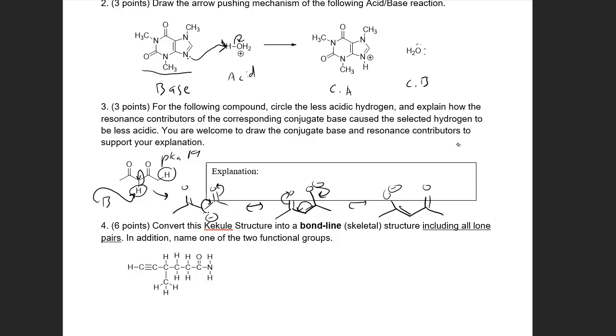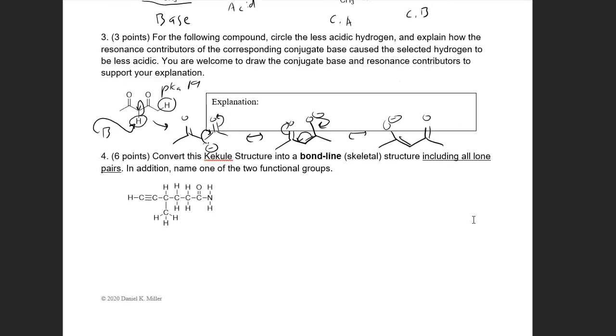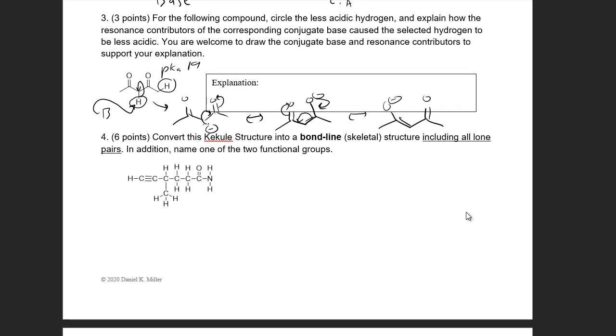All right, for the next one, convert this condensed structure into a bond line structure, including all lone pairs. A lot of you forgot lone pairs on it, so that's a common mistake. And then also I didn't see this bond linear all that much. So drawing this structure, we've got hydrogen single bonded to a carbon, which is triple bonded to another carbon, which is single bonded to a carbon. That carbon has a methyl group on it. And then we've got two CH2 groups. And then after the two CH2 groups, we have our next carbon, which is a carbonyl carbon.